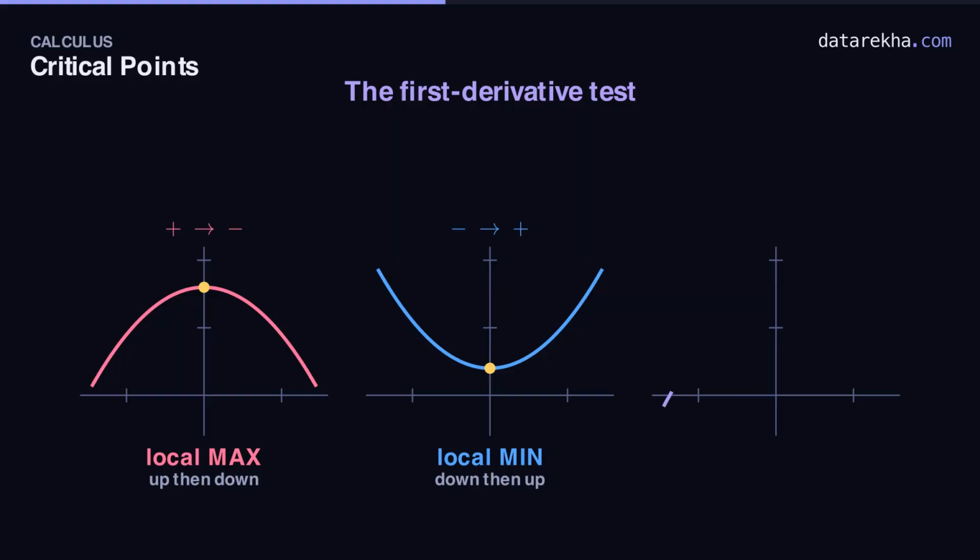And the case people miss. If the sign does not change, positive on both sides or negative on both, it is neither a max nor a min. The curve flattens for an instant and carries on.